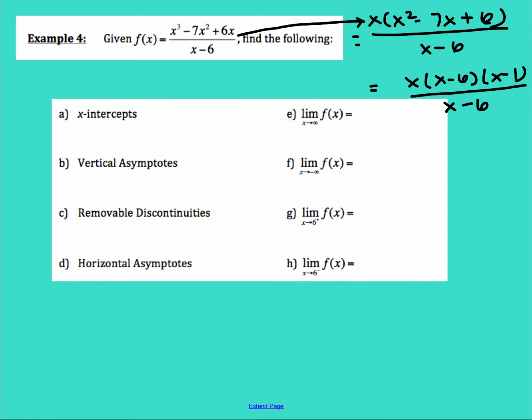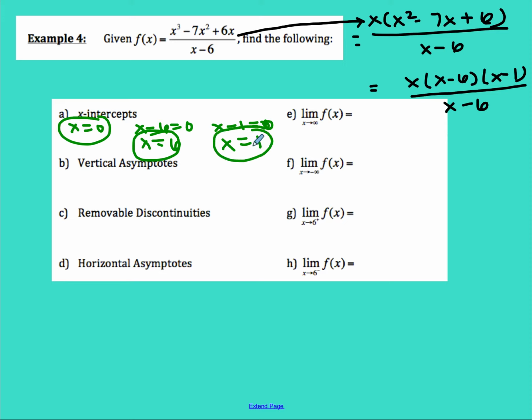So when I set my numerator equal to 0, I would have x equals 0, x minus 6 equals 0, and x minus 1 equals 0. So one answer is x equals 0. Then I would add 6, so I have x equals 6. There's my other x-intercept. And then this one I would set equal to 0, so I get x equals 1.